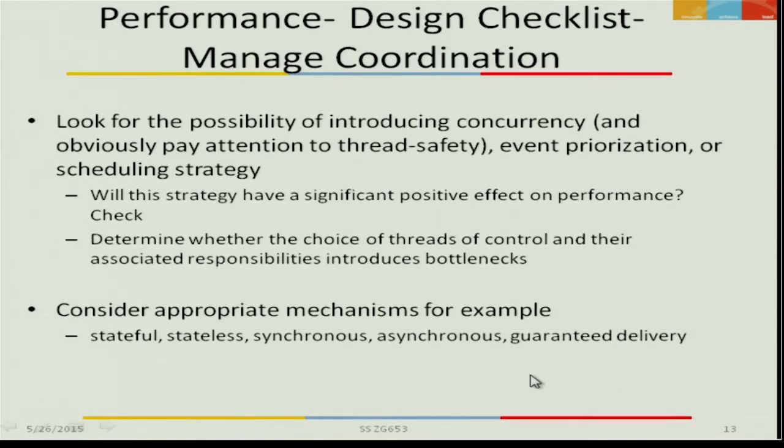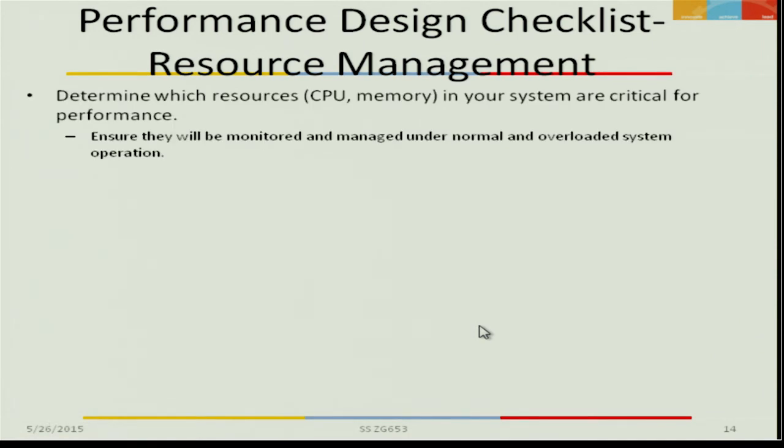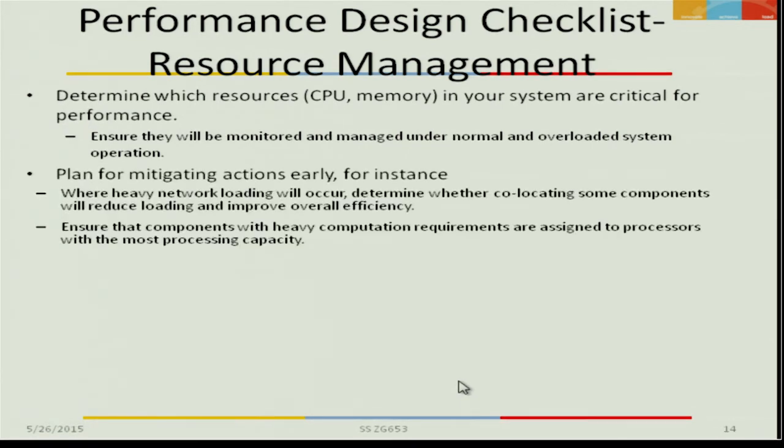So these are the different tactics, or in fact, these are the different design checklists to manage the coordination. Let's look at the design checklist for the resource management part. You can determine which resources in your system are critical for performance and ensure that they are monitored regularly. It's a very, very important thing, and a lot of people do it as good practice: after you deploy the system, you have to watch different resources like CPU and memory, monitor them, and manage them well. Plan for mitigating actions early.